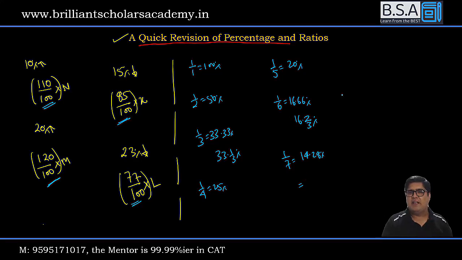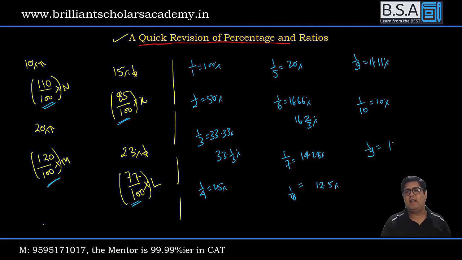Let us avoid fractions again and again. 1 by 8, 12.5 percentages. 1 by 9, 11.11 percentage. 1 by 10, 10 percentage. 1 by 11, 9.09 percentage. 9 and 11 are a matched pair. There is a pattern for 9 and 11. 1 by 12, 8.33 percentages. 1 by 13, 14, and 15.